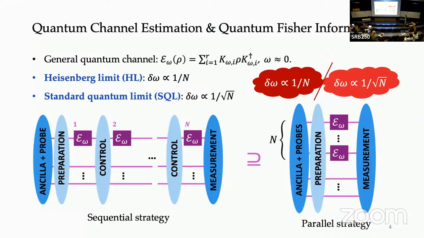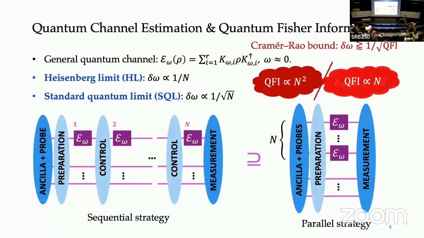There's another equivalent way to state these two types of limit, which is using the language of quantum Fisher information. The estimation error can be related to the quantum Fisher information through the Cramér-Rao bound. It states that the estimation error can be as small as 1 over the square root of the QFI if you choose a suitable estimator to detect omega. So if the Fisher information is n squared, you achieve the Heisenberg limit, and if the Fisher information is linear, you achieve the standard quantum limit.